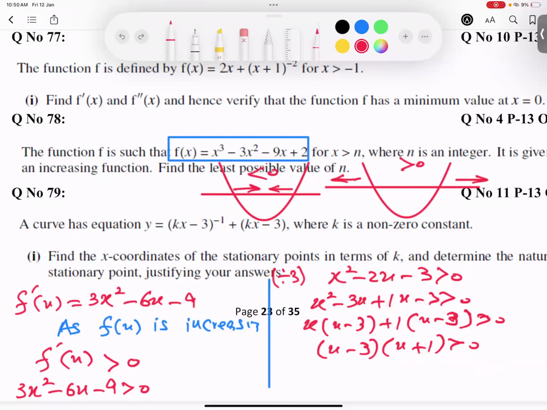So how to write the answer? If I plug in this 0, x plus 1 equal to 0, I get x equal to minus 1. If I plug in this, x minus 3 equal to 0, I get x equal to positive 3. 3 is bigger, minus 1 is smaller. So I'll write 3 here and minus 1 here. How to read this one? X value is less than minus 1. And how to read this one? X value is bigger than 3.